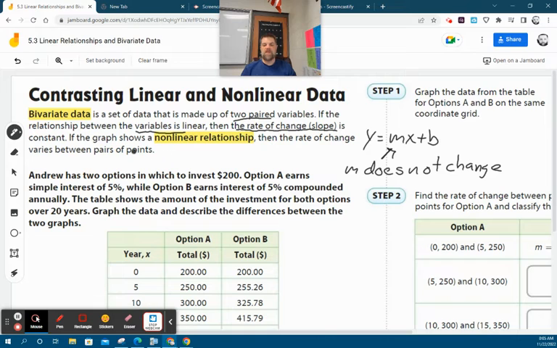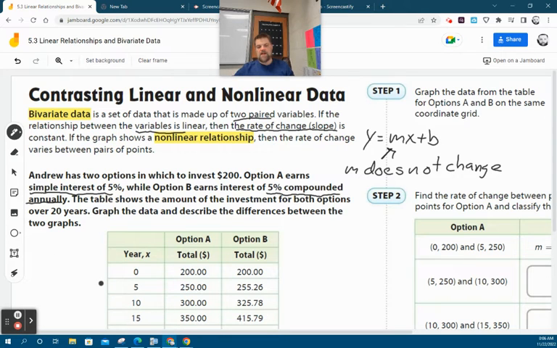And if the graph shows a nonlinear relationship, then the rate of change varies between two pairs of points. So, Andrew has two options to invest $200. Well, let me slow down here. Andrew has two options. The first option is simple interest at 5%, and then option B is 5% compounded annually. Now, what that means is the way that they add the interest, it changes the value. Okay? So let's look at the data and see what the data says.